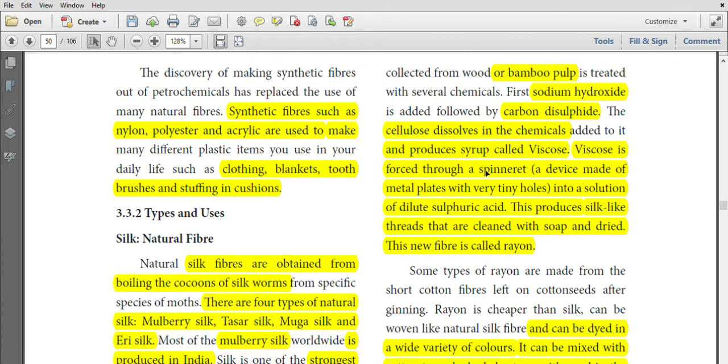Viscose is forced through a spinneret. A spinneret is a device used to make a thread. The viscose is forced through the spinneret into a solution of dilute sulfuric acid. This produces a silk-like thread that is cleaned with soap and dried. Now we get the rayon silk.